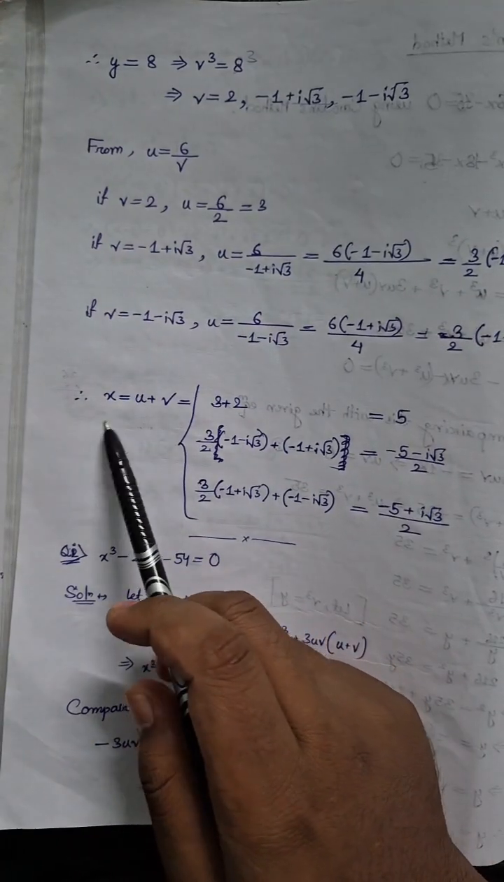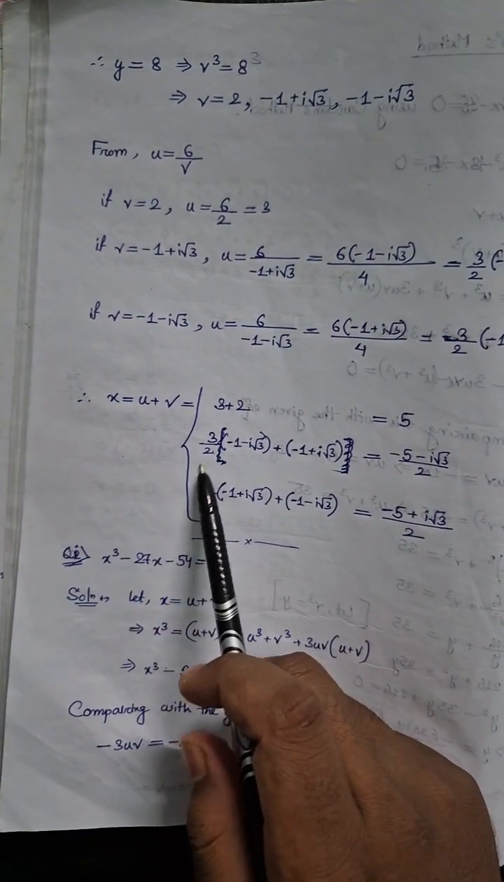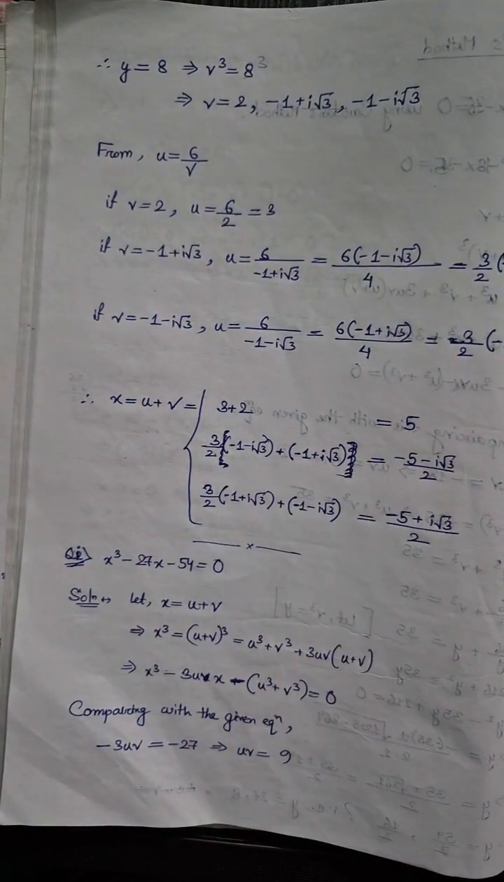So at first we have assumed x equal to u plus v. Then by substituting the values, we got the following roots.